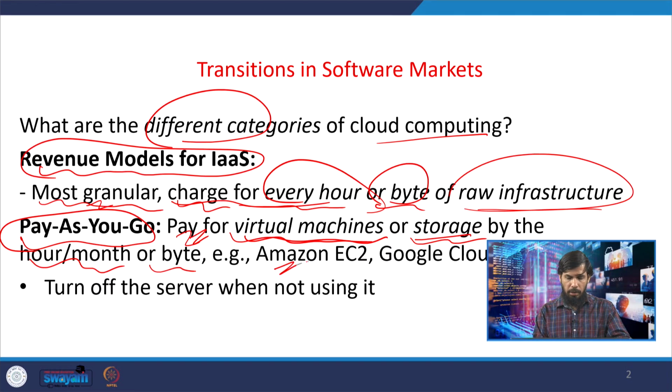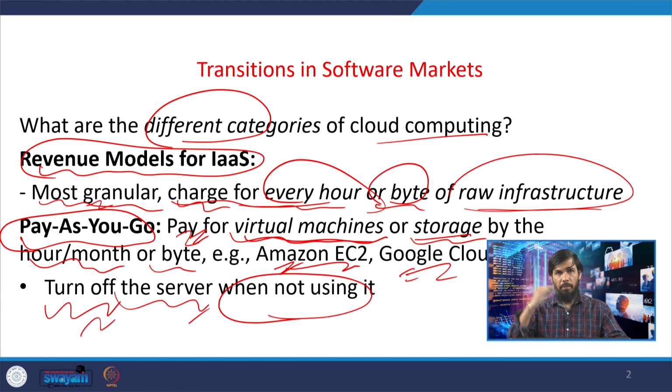So, all three main cloud providers, whether it is Amazon or Google or Azure, give this model, right. So, Amazon EC2, Google Cloud or Azure, you see the pay as you go model working there, right. That is one of the common options that firms opt for, because payment is very granular by hour or by byte. Therefore, whenever you are not using the server or the storage, you might want to turn it off, so that you are able to optimize or minimize your payment to cloud services, right.